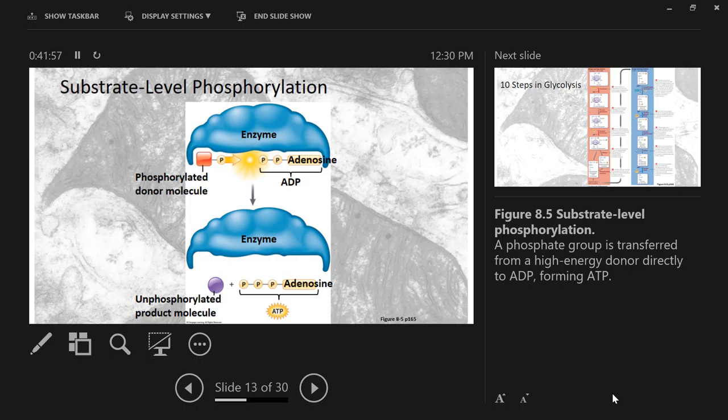ADP is just ATP with one less phosphate. Yep, because the D stands for di, and the T stands for tri.